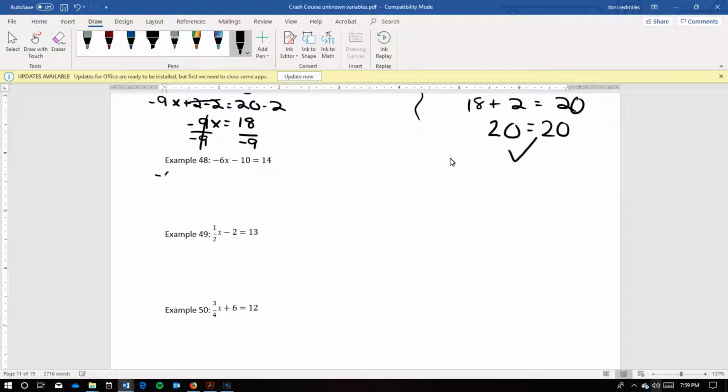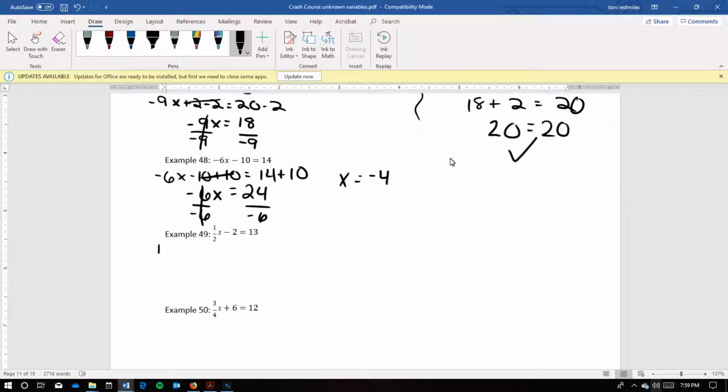All right. In this one, I need to add 10 to both sides because the 10 is subtracting the x. These cancel. 14 plus 10 is 24. The -6 is multiplying the x, so I'm going to divide -6 on both sides, giving me x equals 4, and it's going to be negative because I have a positive and a negative.